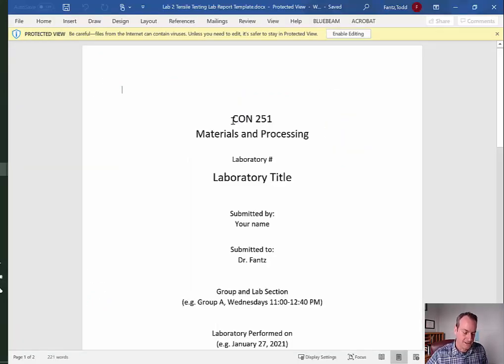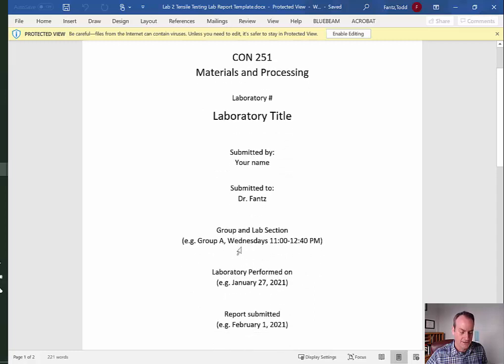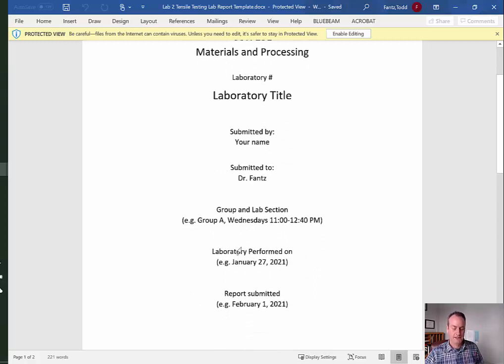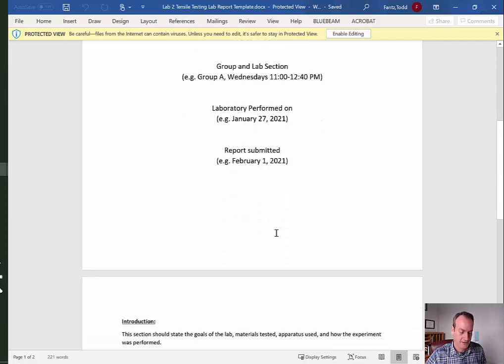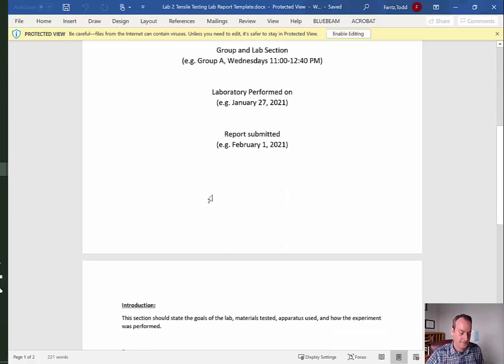So if I open it up, what I see is a title, CON 251 Materials and Processing, lab number, lab title, submitted by your name. So basically this is a template, meaning what I would do if I were you is download this to your computer and then start filling in the pertinent information, right? This is lab number 2, Tensile Test Lab, I think is what it was called, right? Submitted by, put your name in there, put your group name and number in here, and whatever day you actually wrote this thing up.